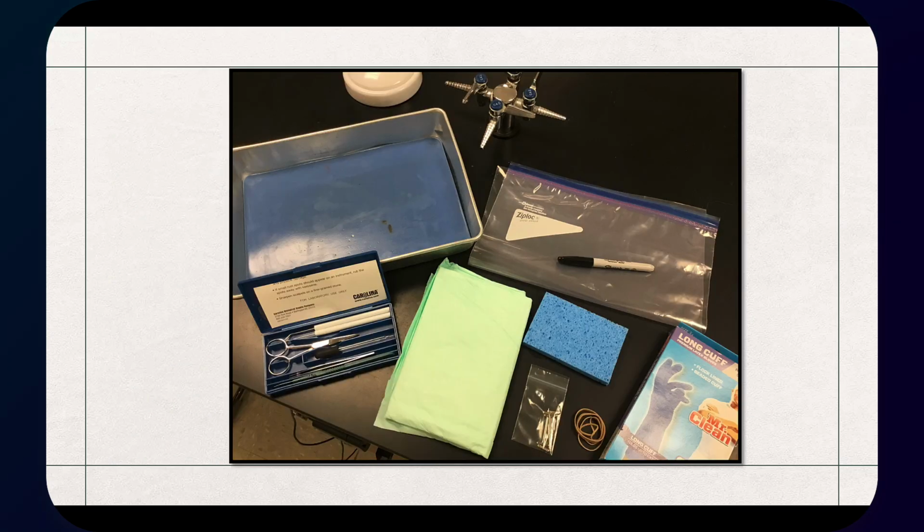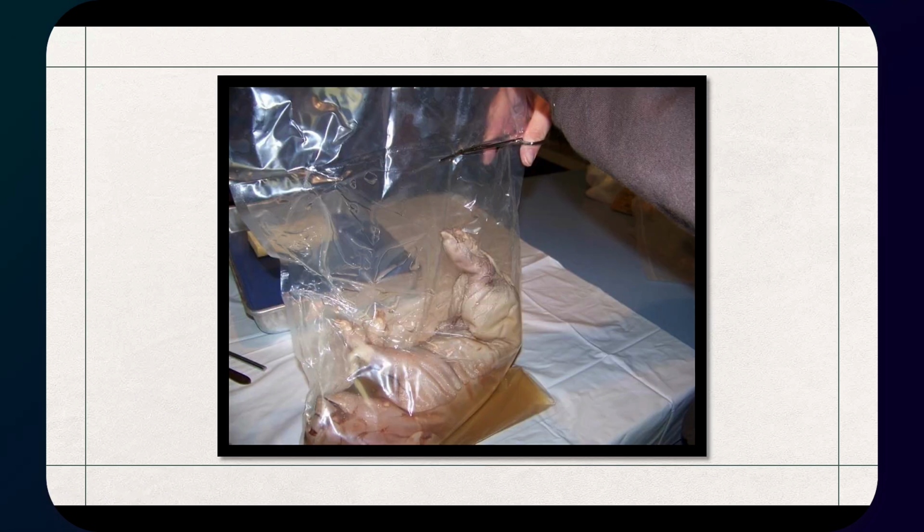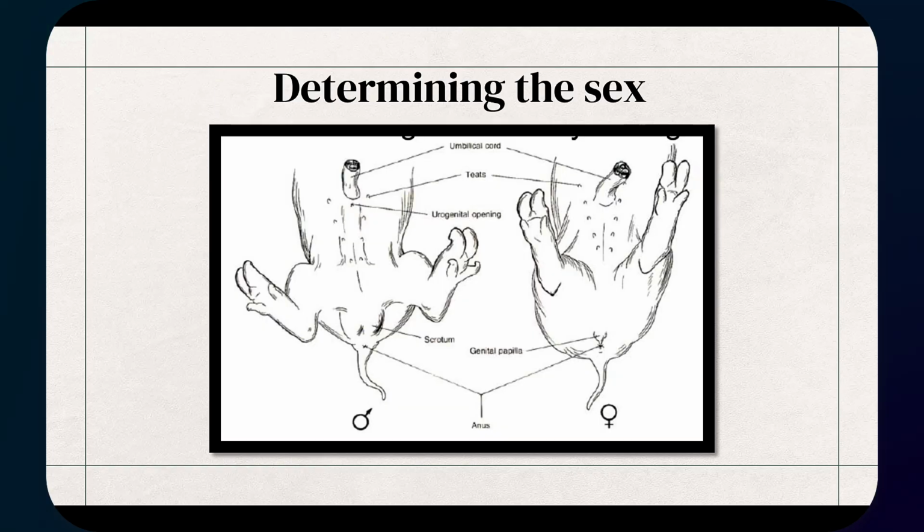Here's a picture of what you'll be getting. You'll have the dissecting pan. You'll have an absorbent pad that you'll open up and put in the pan. You'll have some pins. You'll have gloves. You'll have a big bag that you're going to put the pig in when we're done. You'll have dissecting tools. You'll be cutting open the bag that your pig comes in. You'll put that absorbent pad in the tray, then remove the pig from the bag and put it on the absorbent pad. One of the first things you're going to be doing is determining the sex of the pig.